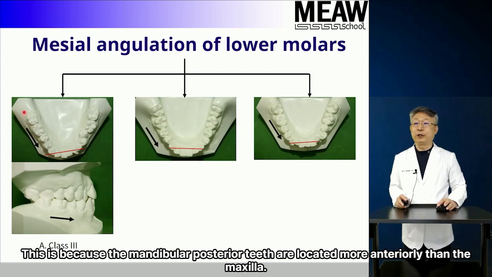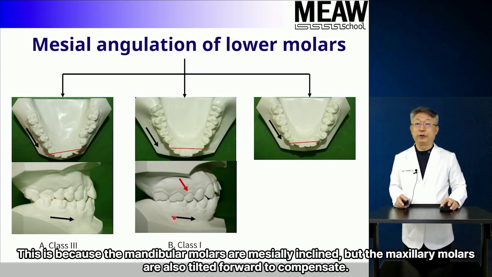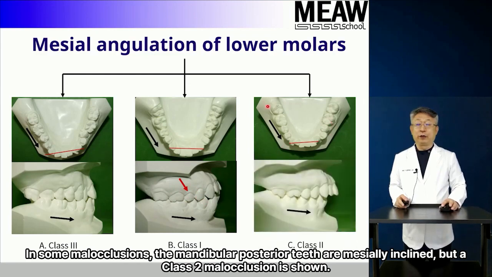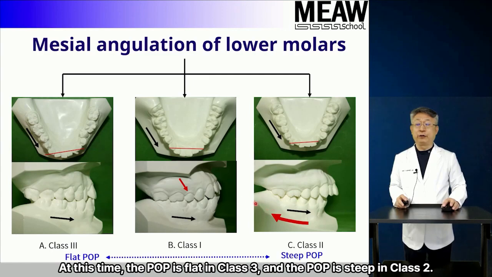This is because the mandibular posterior teeth are located more anteriorly than the maxilla. Or it may look like a class 1. This is because the mandibular molars are mesially inclined, but the maxillary molars are also tilted forward to compensate. In some malocclusions, the mandibular posterior teeth are mesially inclined, but a class 2 malocclusion is shown. Why does it happen? This means that the entire mandible is located posteriorly. At this time, the POP is flat in class 3, and the POP is steep in class 2.